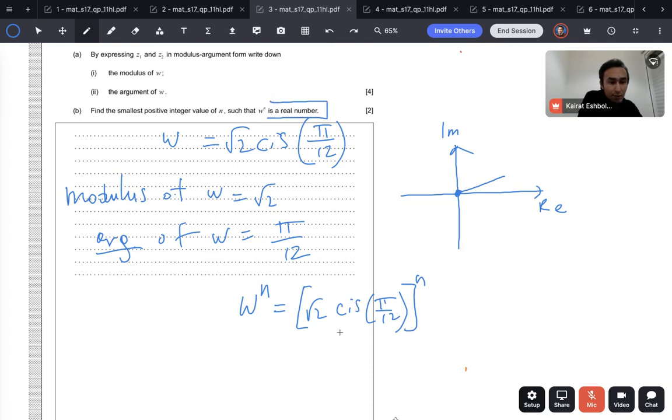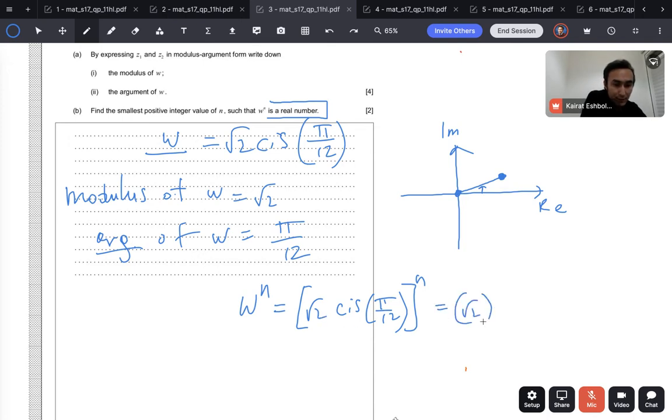But in order for a number to be a real number, it has to be fully on the horizontal axis. So what does it mean? At the moment, W is somewhere here. The length of this line is root 2, that's the modulus, and the small angle here is pi over 12. We need to rotate it in such a way that the line ends up on the horizontal axis. So let's simplify this first.